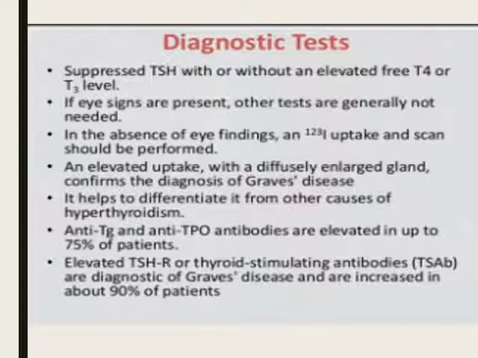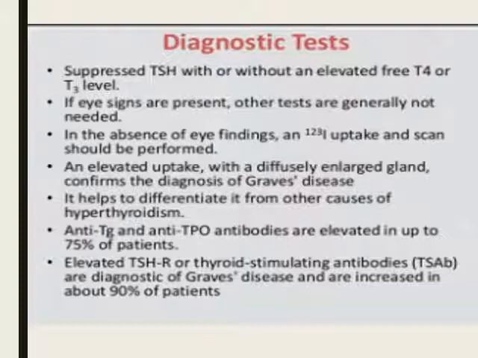Important diagnostic tests for Graves' disease. Suppressed TSH with or without an elevated free T4 or T3. If TSH is suppressed without an elevated free T4 or T3, it is known as subclinical hyperthyroidism. And if TSH is suppressed with an elevated free T4 or T3, it is a frank case of hyperthyroidism. In the absence of eye findings, a radioactive iodine I-123 uptake scan should be performed. An elevated uptake with a diffusely enlarged gland confirms the diagnosis of Graves' disease. It helps differentiate it from other causes of hyperthyroidism.